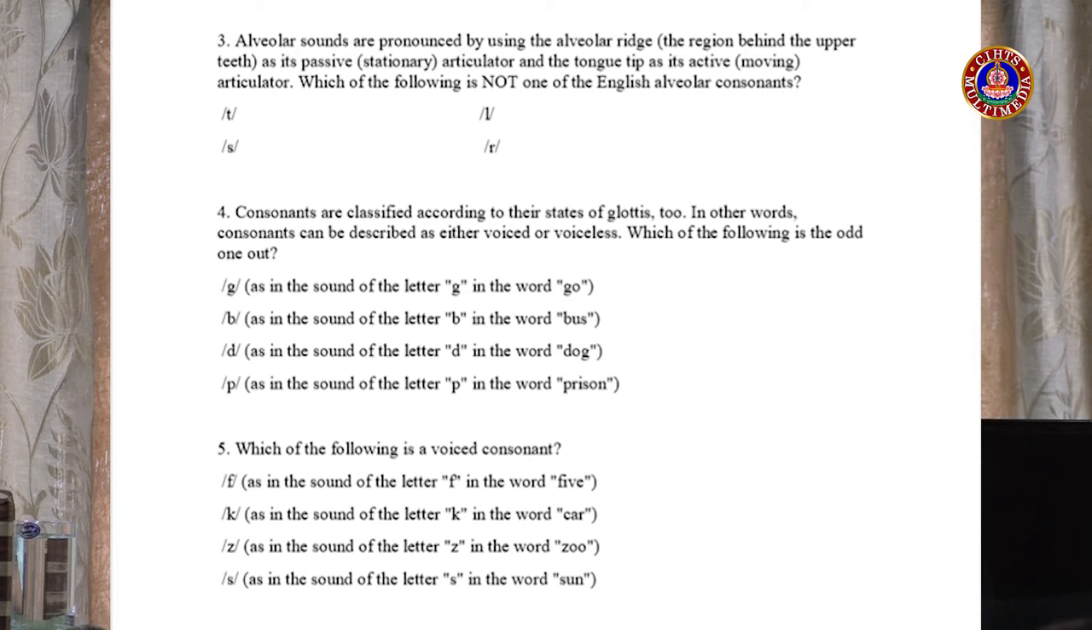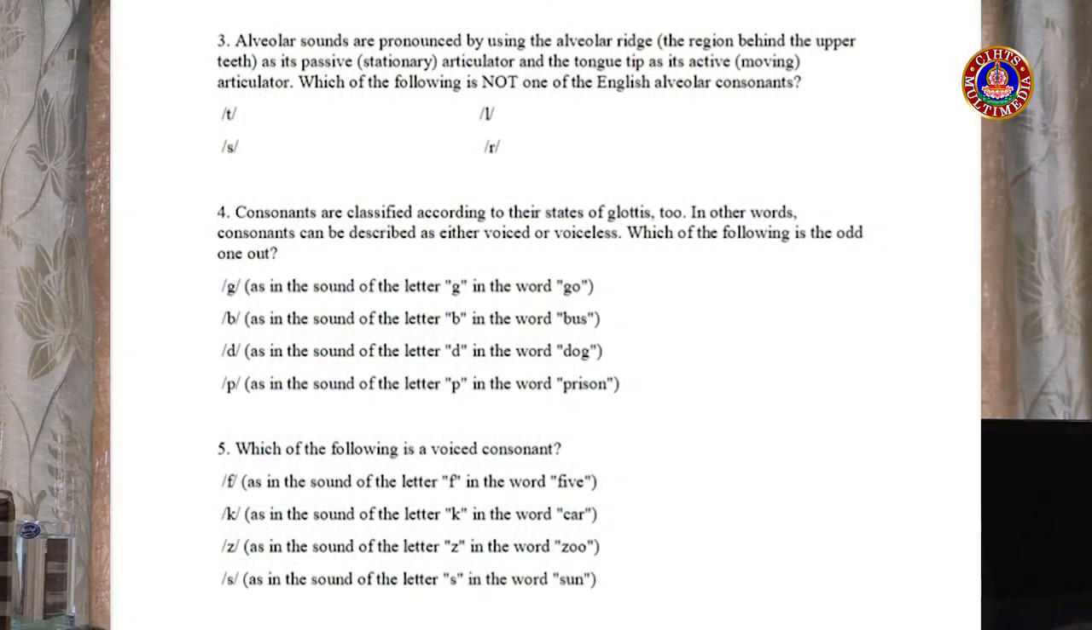Which of the following is not one of the English alveolar sounds? R is not, because in the rest, like T, your tongue is almost at the front. L, right there. S: even though the tongue is not touching the teeth, it's close, and the position is the same. The tongue has not gone backward. It's still at the front, right?